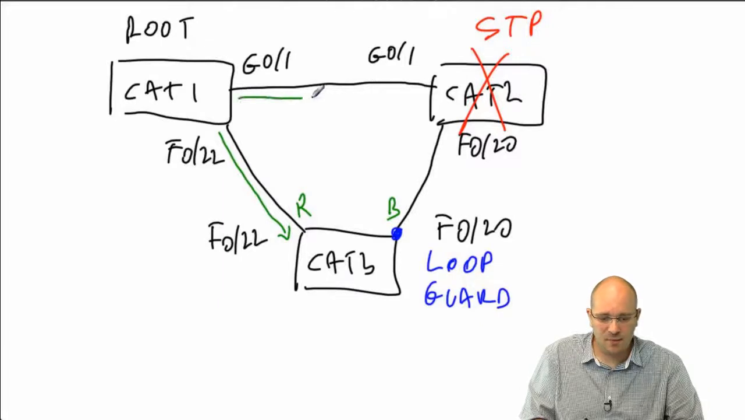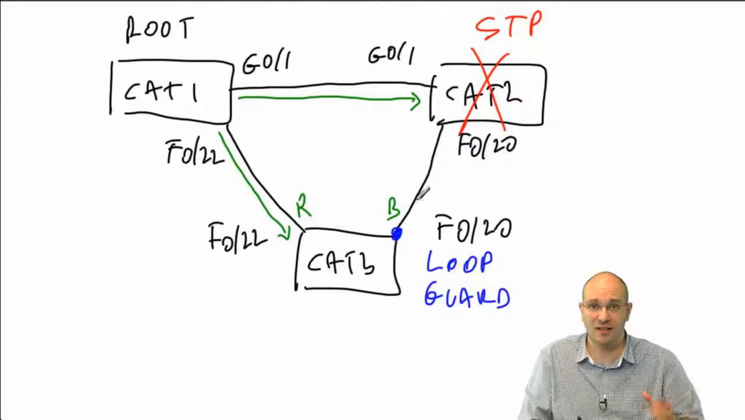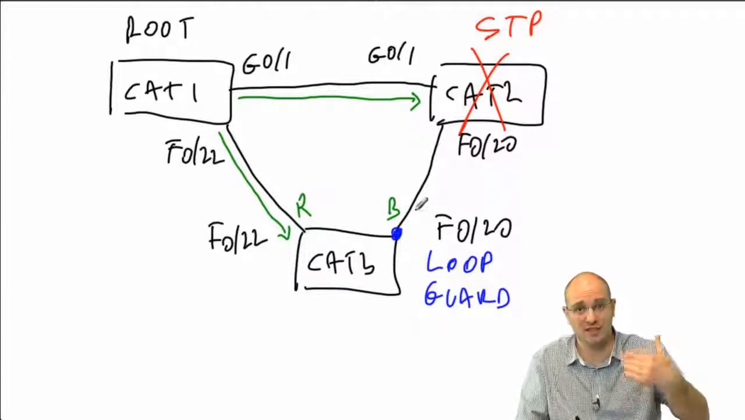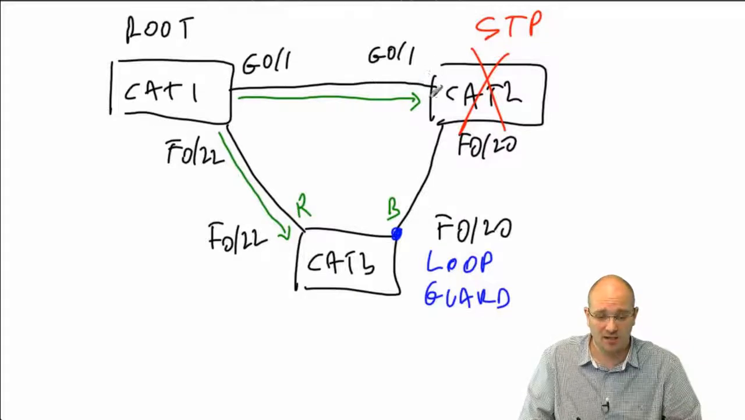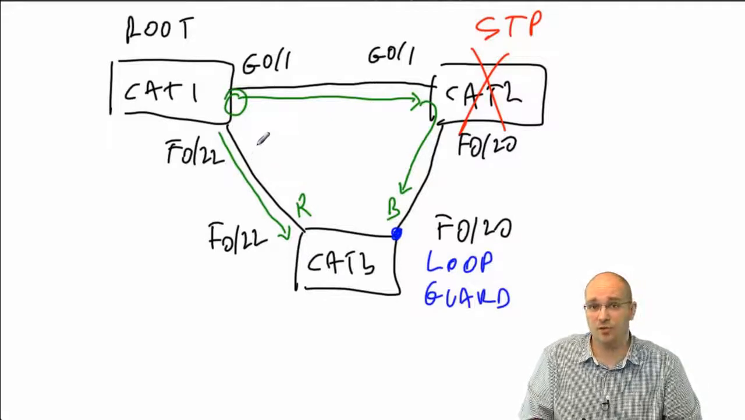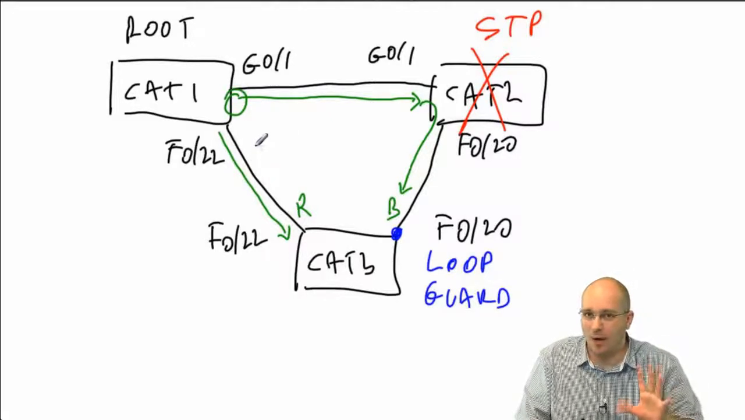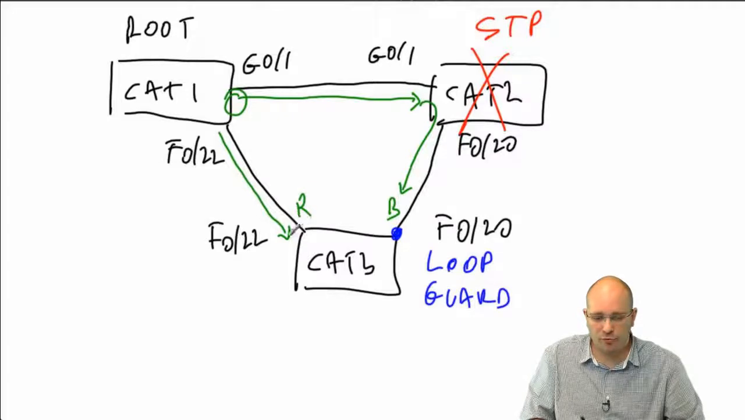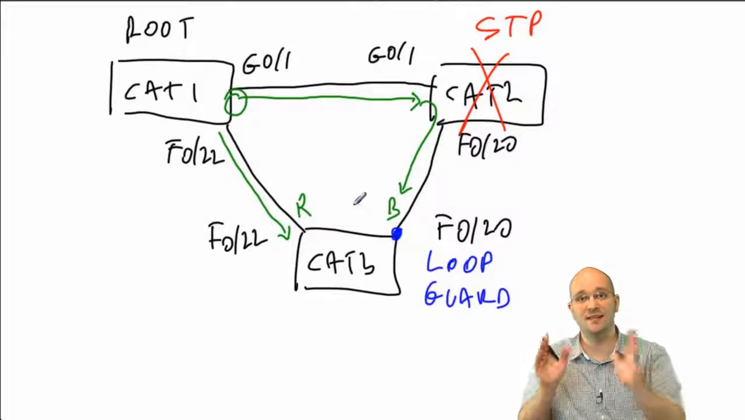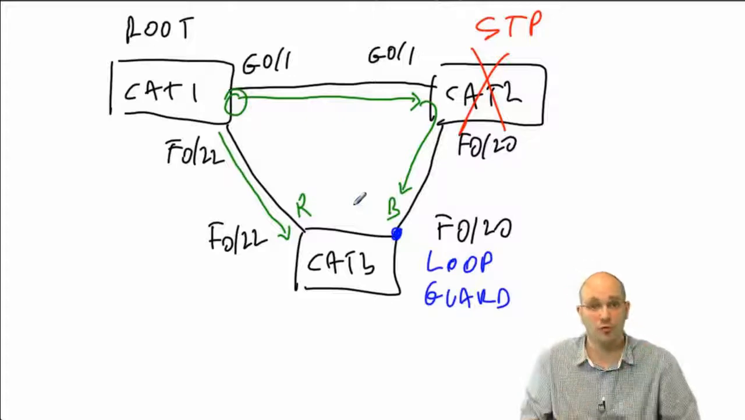But these BPDUs that are being sent towards Cat2 are not going to be flooded by Cat2 adding its own cost and changing the sender ID to its own addresses. Instead, they're going to be switched out with the original parameters as they were when they were sent by Cat1. When these two frames arrive at Cat3, what's going to happen is that these port roles are going to be reversed.